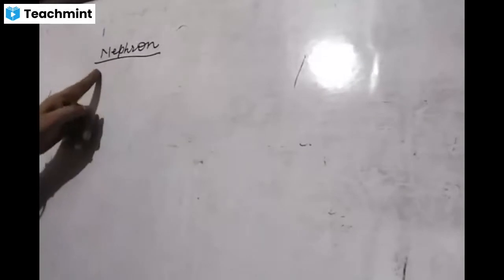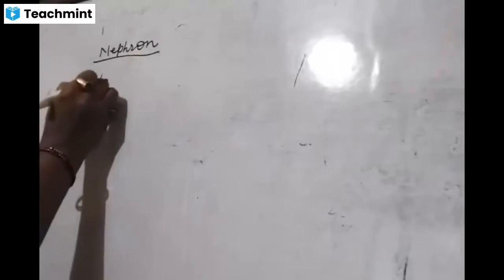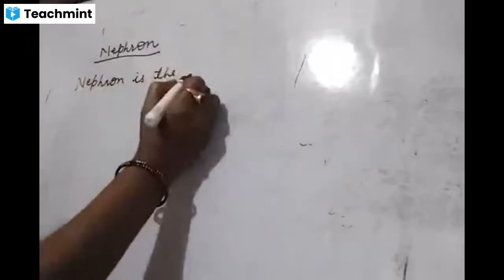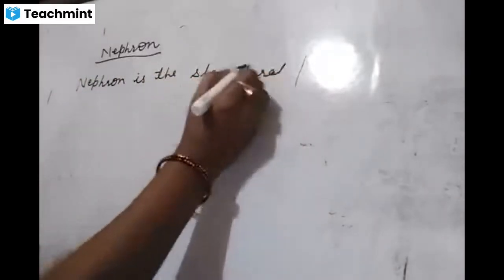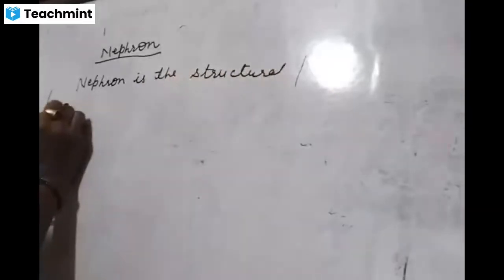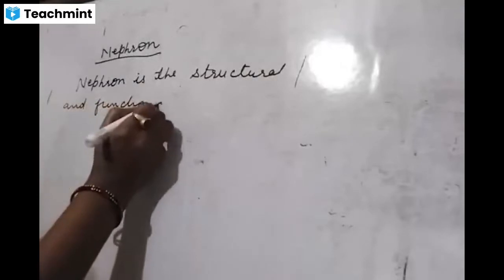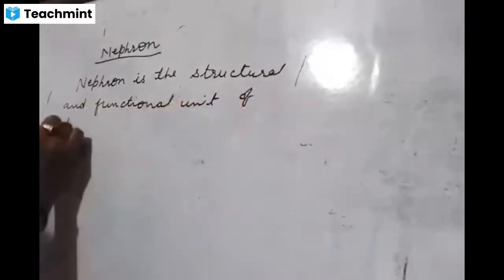Okay. So first of all, you come to know what is nephron. So what is nephron, beta? Nephron is the structural and functional unit of kidney. क्या है nephron? Nephron is the structural and functional unit of kidney.